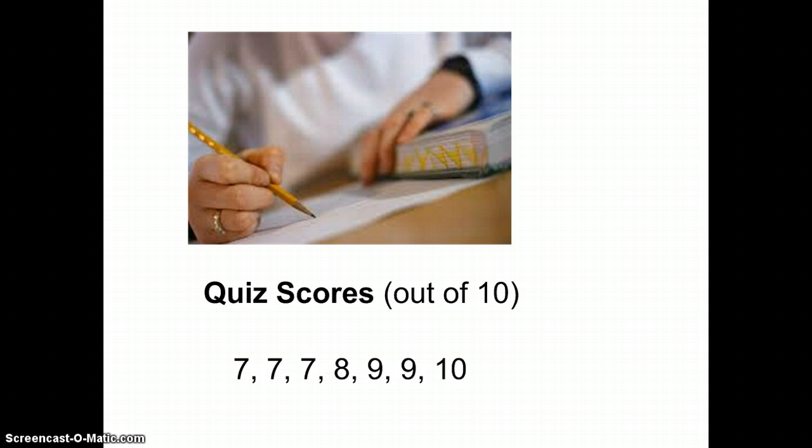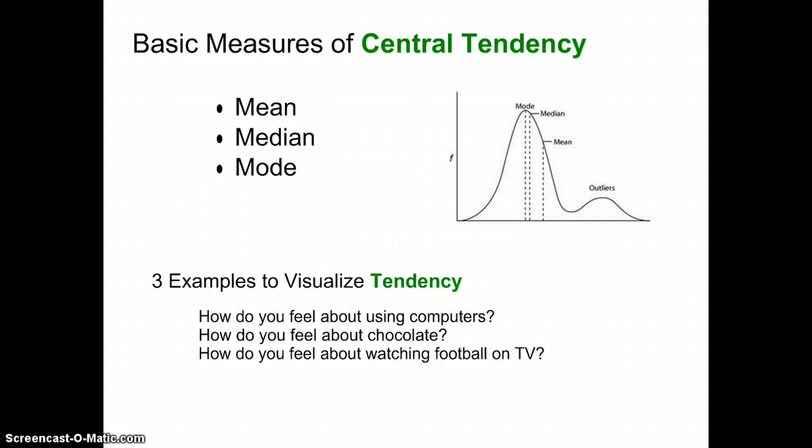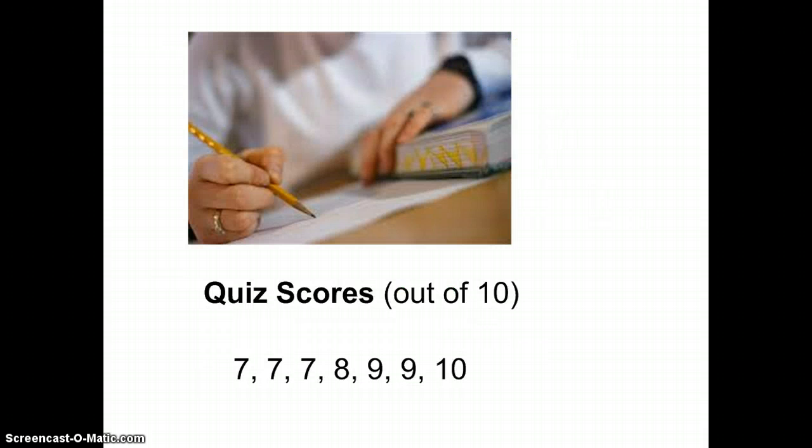The second measure is the median. If you line up all the scores from lowest to highest, the median score is the one in the middle. In this case, your median score is 8. The third measure is the mode. The mode is the most common score. On this list of quiz scores, you earned 3 7s, 1 8, 2 9s, and 1 10. So your mode is 7. We will do a few examples in class to help us visualize central tendencies.